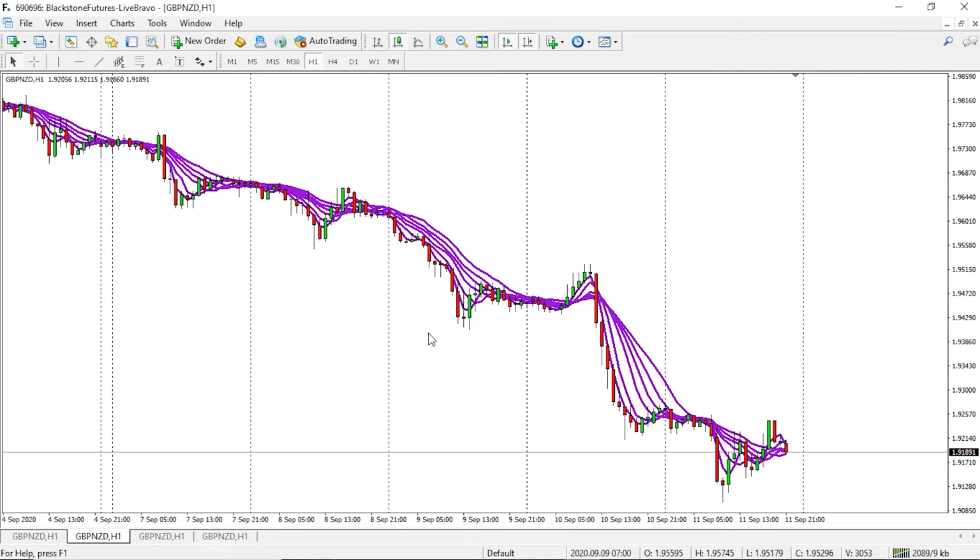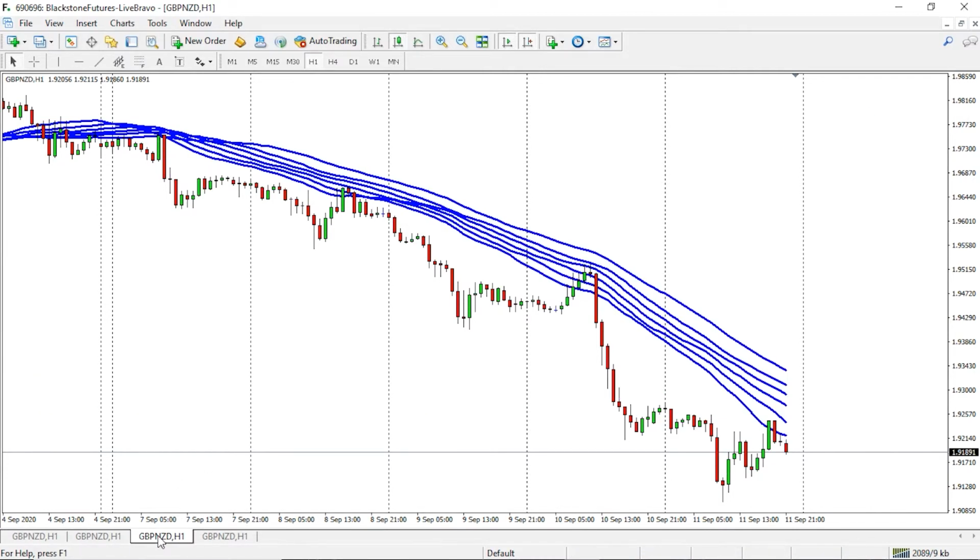We then add our long-term moving averages. Okay, and I'm going to put those in blue, and there you can see it there. So what we have here is, let's just pop it on there, a 30, a 35, a 40, a 45, a 50, and a 60 simple moving average.